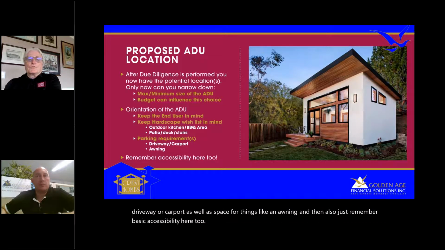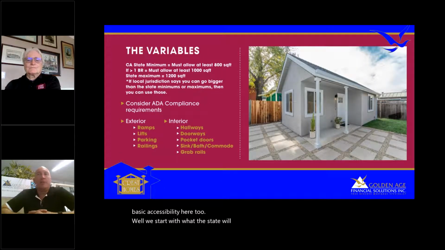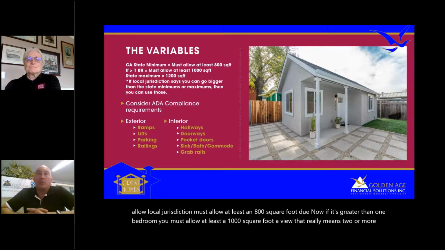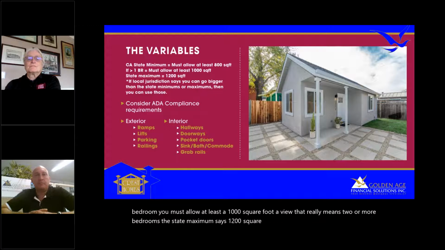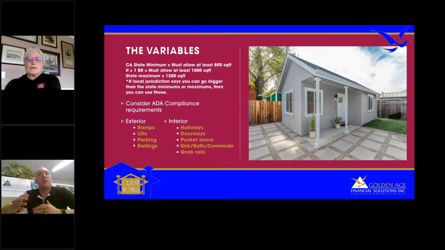So what are the variables we can bend and shape with all this? Well, we start with what the state will allow. So California state minimum says that local jurisdiction must allow at least an 800 square foot ADU. Now, if it's greater than one bedroom, you must allow at least a 1,000 square foot ADU. That really means 2 or more bedrooms. The state maximum says 1,200 square feet. So if the local jurisdiction says you can go bigger than the state minimums or maximums, you can use those as well, or you can refer to the local jurisdictions. That's right. You can always go whatever the bigger of the two is.